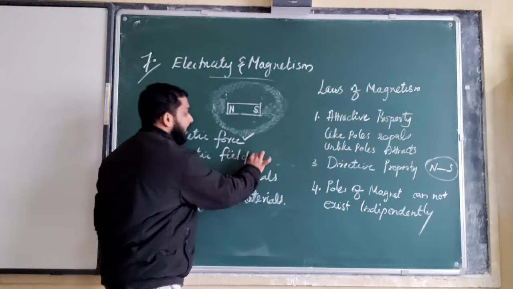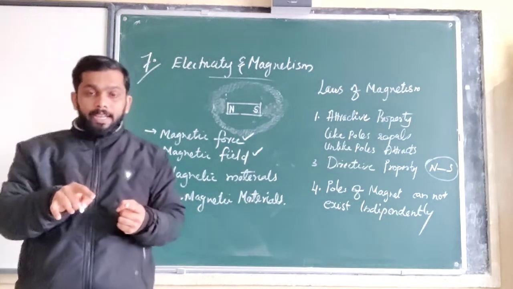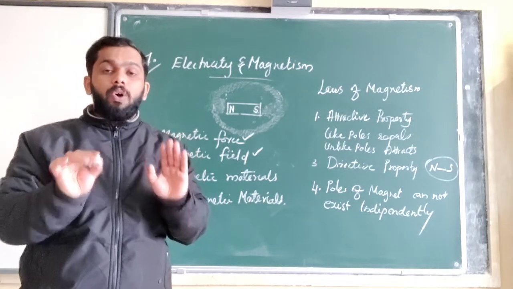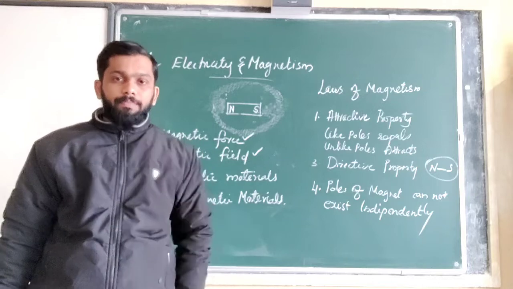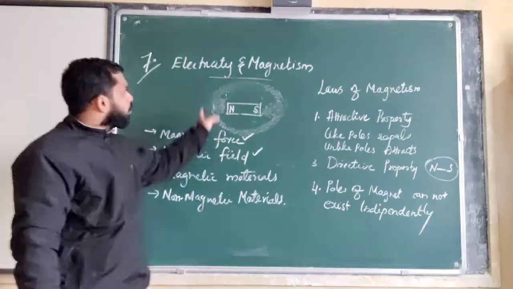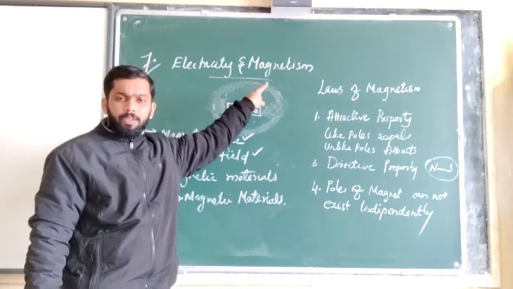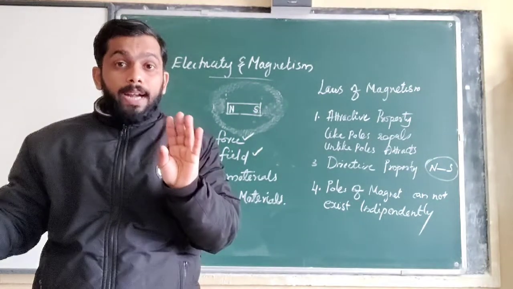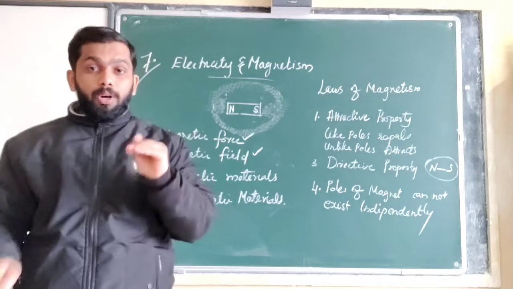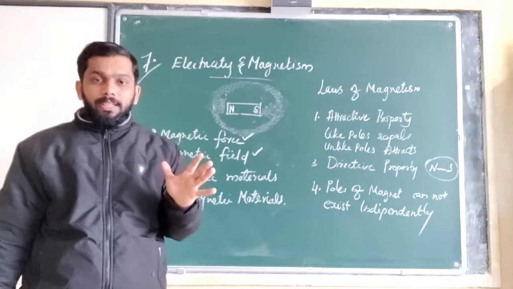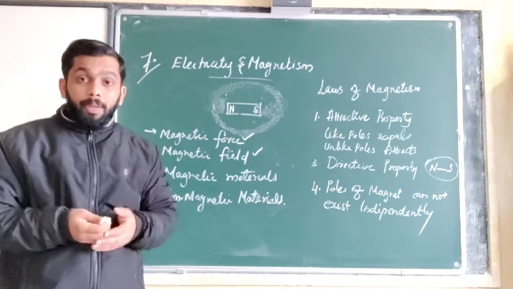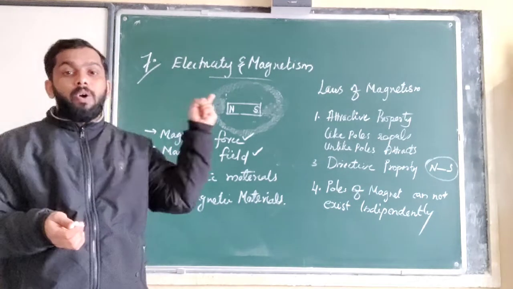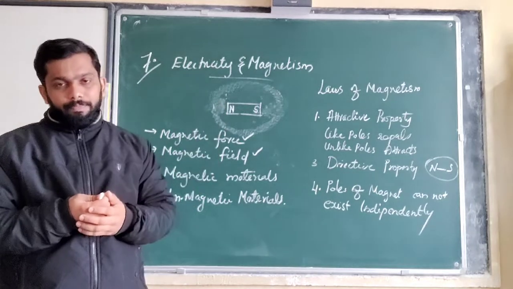So what is magnetic field? The region around the magnet where we can experience magnetic force is called magnetic field. Clear now? Now, what is magnetism? Magnetism means the property of the magnet to attract the materials made up of iron, nickel, cobalt. The property of the magnet to attract magnetic materials is called magnetism.